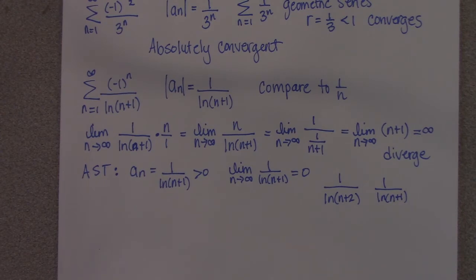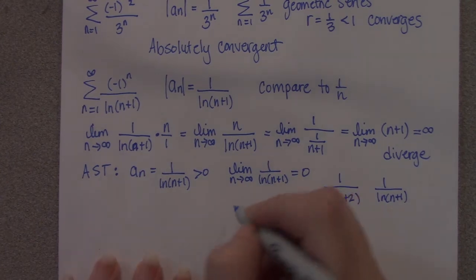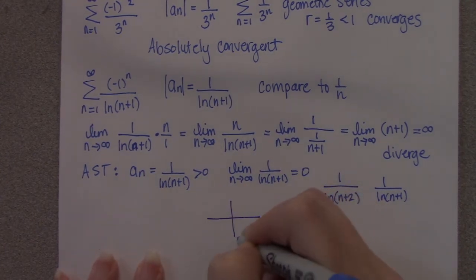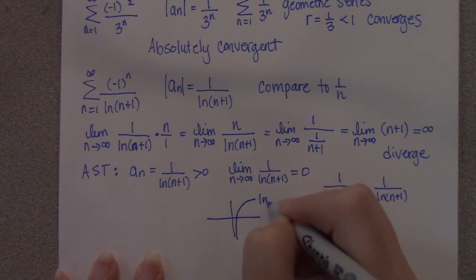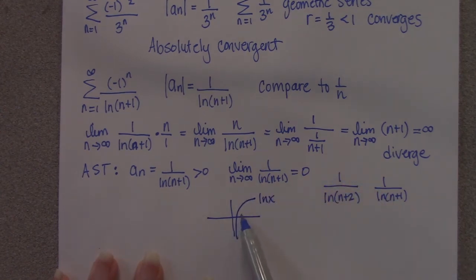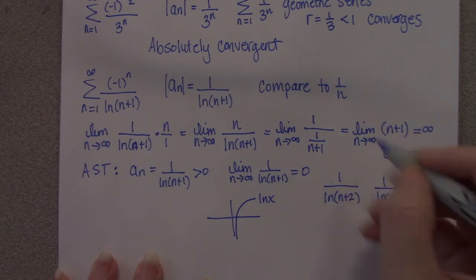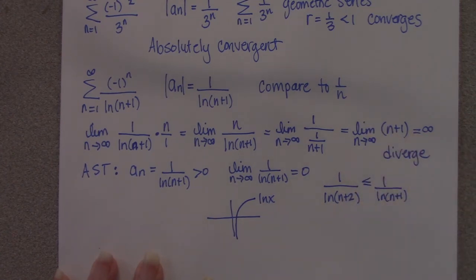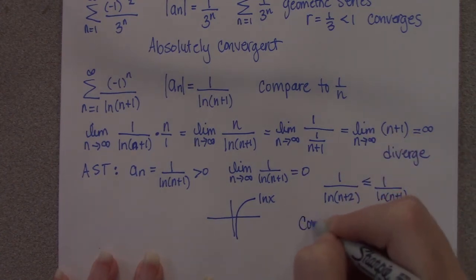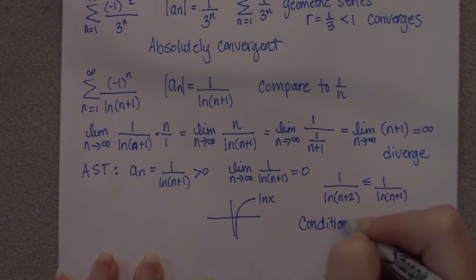So since the natural log increases over time, as x goes to infinity, it goes to infinity. And remember, the graph of the natural log of x looks like this. So as the values inside get bigger, this is just going to infinity very slowly. So clearly this denominator is larger than this one, which means this guy is in fact less than or equal. So this series is conditionally convergent.